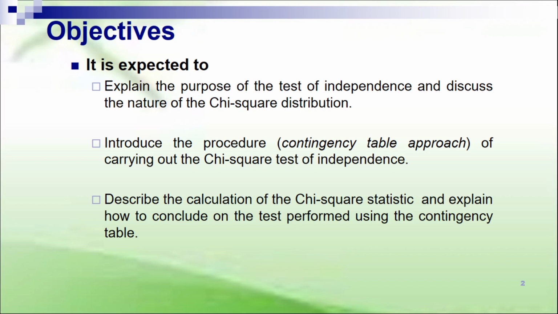That's why the second objective states that we introduce the contingency table approach of carrying out the chi-square test of independence. Then finally we hope to describe the calculation of the chi-square statistic and explain how to conclude on the test performed using the contingency table.